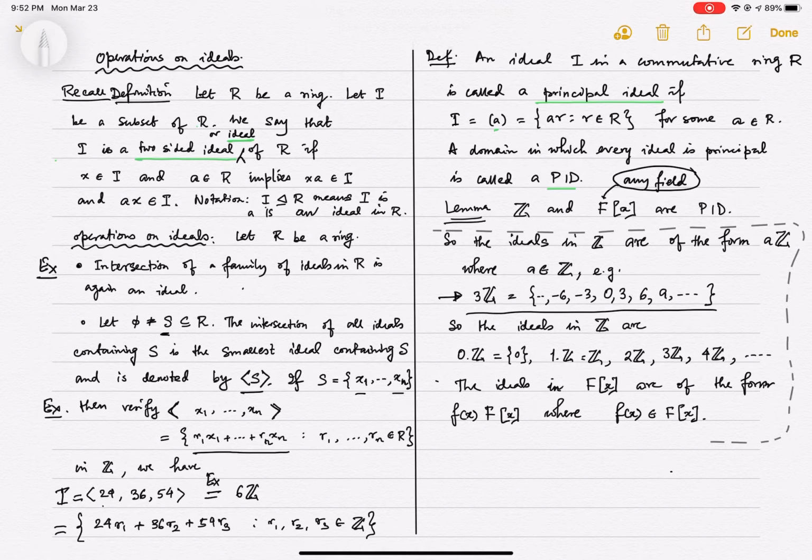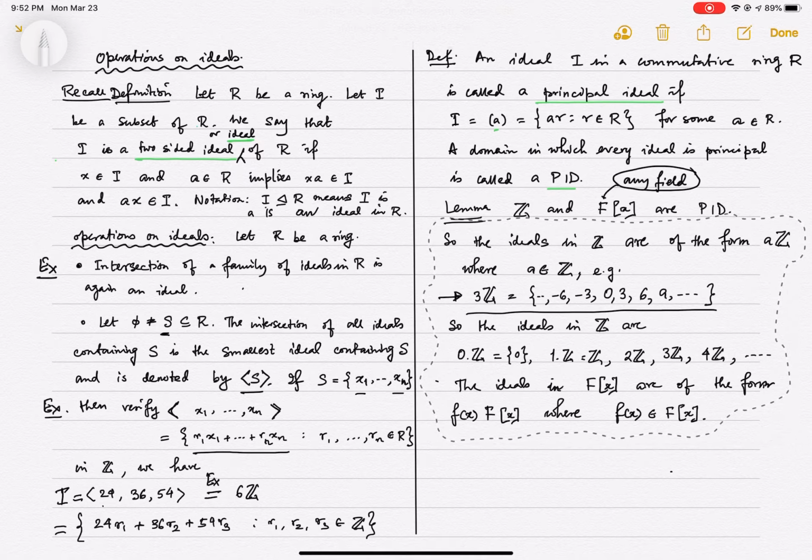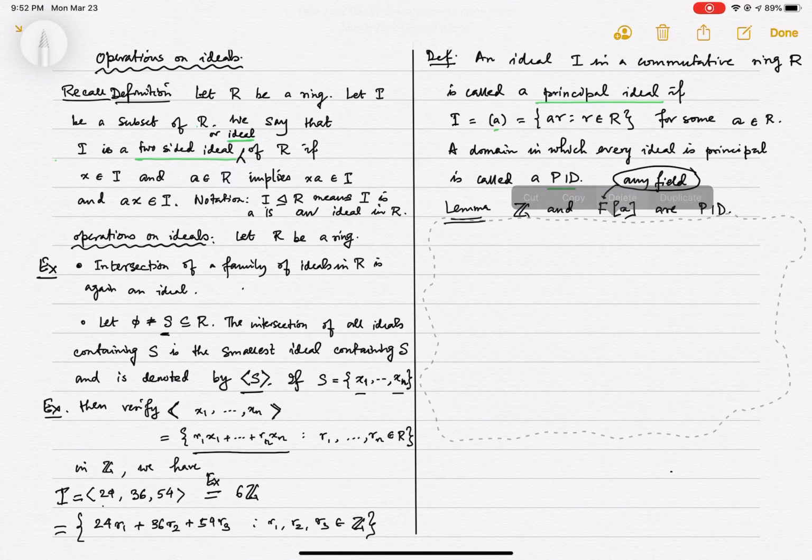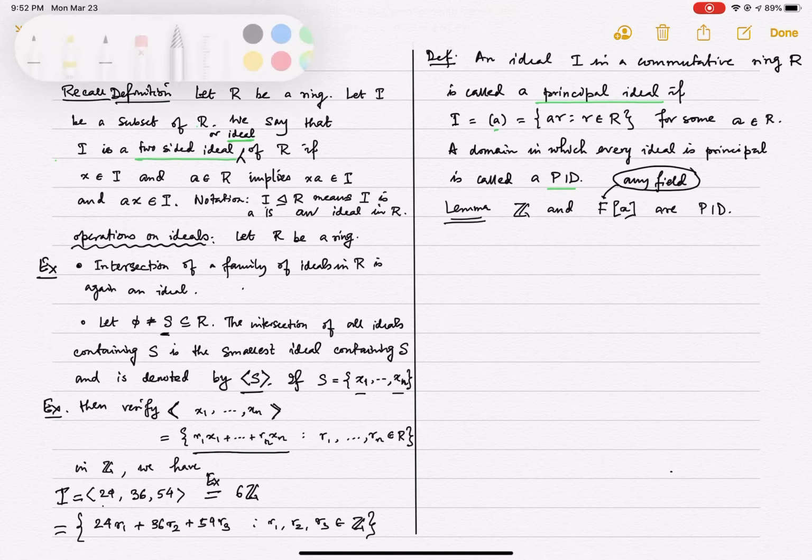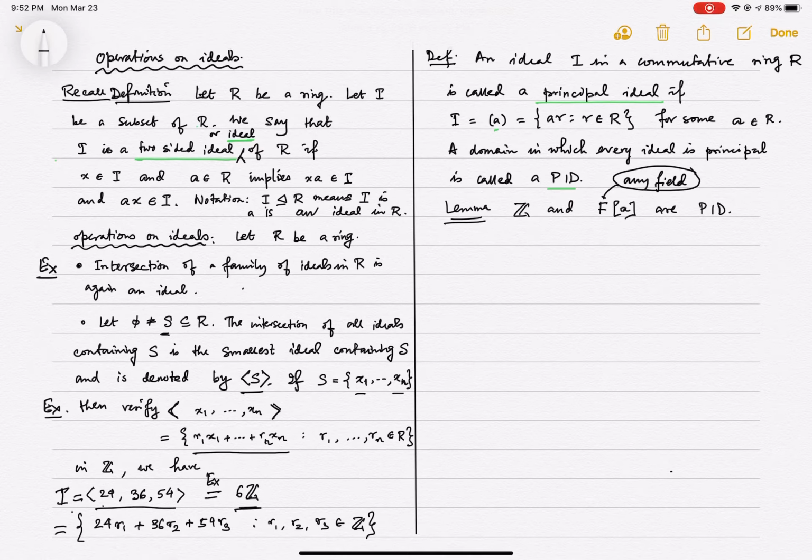So even though certain ideals in Z, the way they are presented, may not look like multiples of a single number, we see here that they are. Like this one, this I, didn't look like multiples of a single number at first, but turned out to be. And that's the content of this lemma. We'll do this in a bit. Let me continue with these operations.